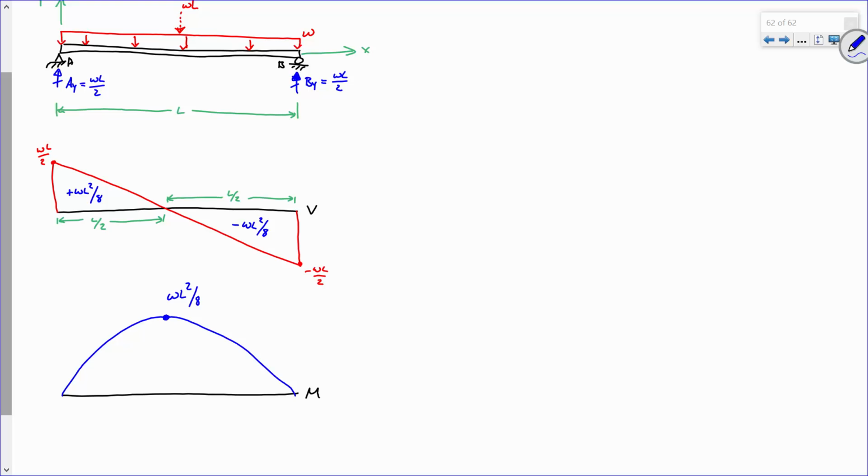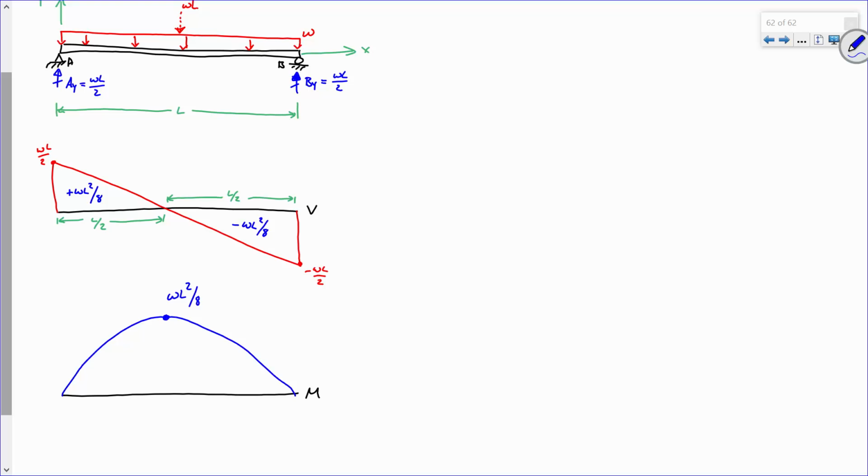Okay. Now, in order to do this, though, I need a moment function. I need M of x. So in order to do that, I'm going to cut a section. But before I do that, let's look at the math. The moment function, should that be a line, parabola? What should it look like? Parabola. It's a negative parabola, so the x squared term should be negative, right? Let's see if that happens.